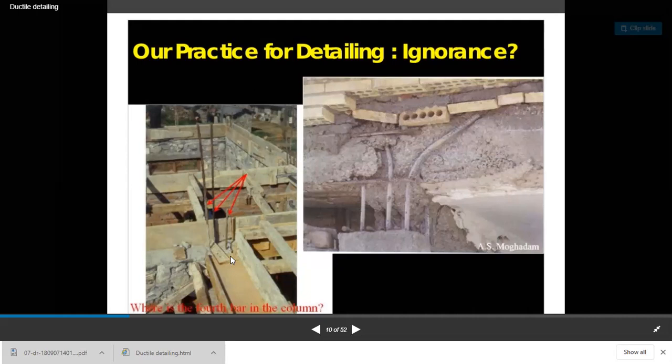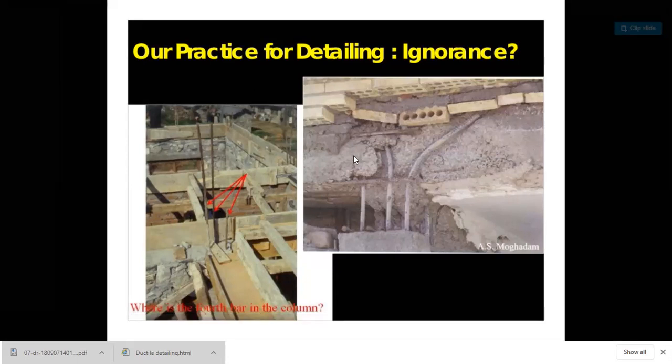Where is our fourth bar? That is the question mark over here. Such types of ignorance will be here, and because of this ignorance our ductile detailing of RCC members is going to be reduced. So we have to make sure that all the elements are in a proper way, so that our building will become a ductile building.